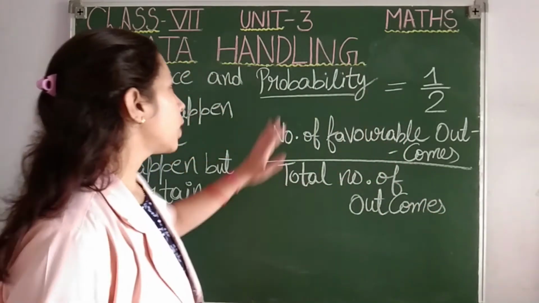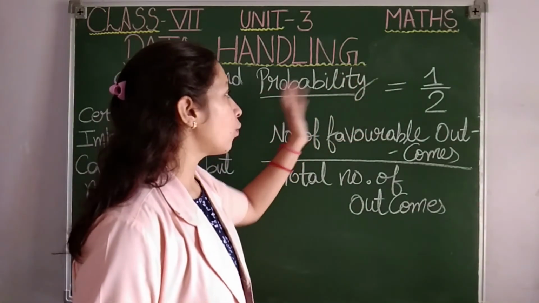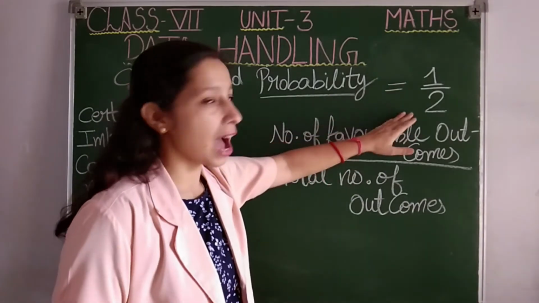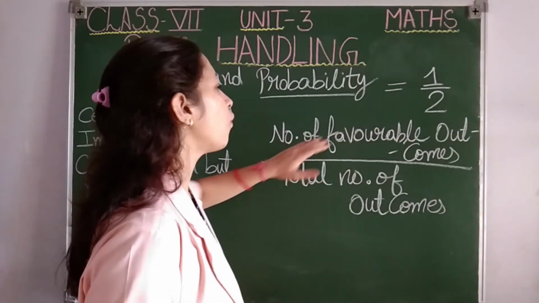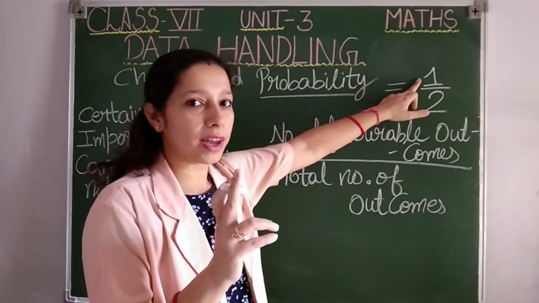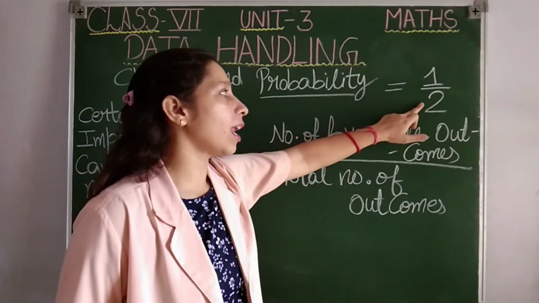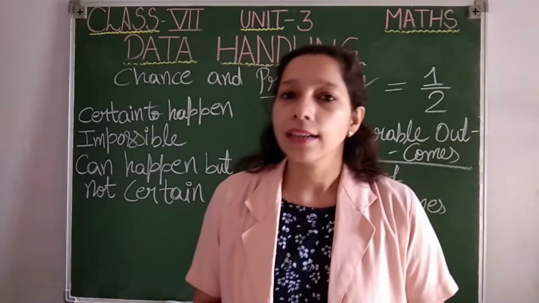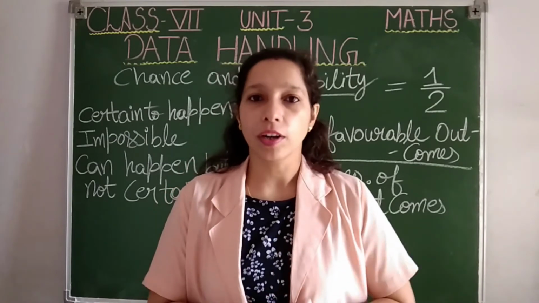So students, I told you the chance of raining is 1 by 2, or the probability of raining or not raining is half, 1 by 2. See, number of favorable outcomes: for each situation there is 1 outcome, 1 result, either rain or no rain. The total outcomes are 2. So this is probability. Clear, students? Then again some more discussions we will do.